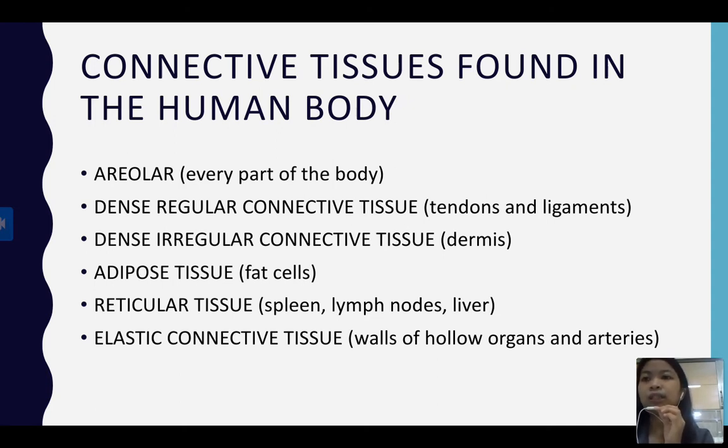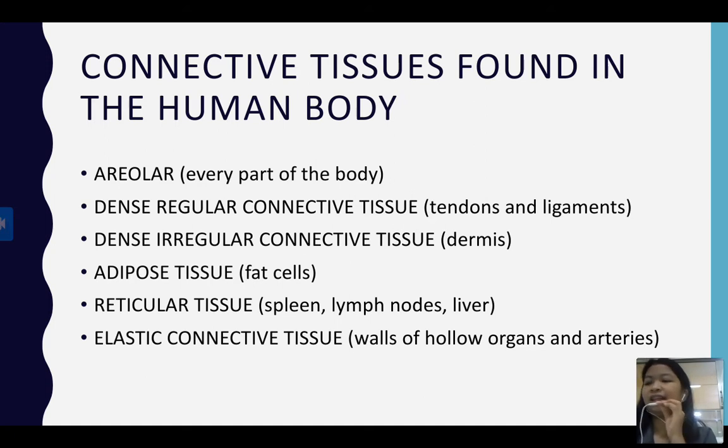Next, dense irregular connective tissue. It is commonly found in the dermis. It is very similar to dense regular, but the fibers in this tissue are disorganized, unlike doon sa regular na nakaparallel arrangement. So sa dense irregular, disorganized siya, leaving more space for blood flow. Kaya siya irregular yung tawag dito, spacing niya.